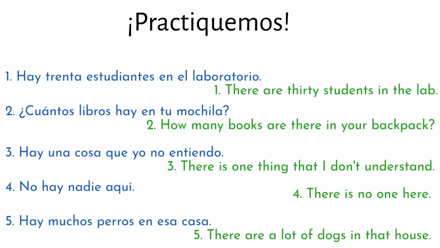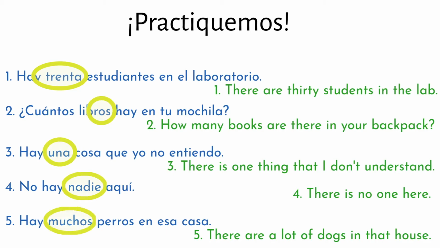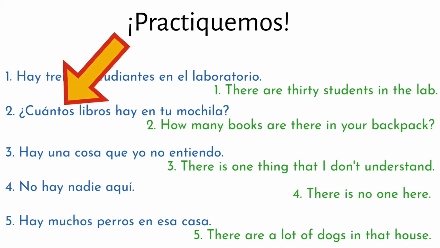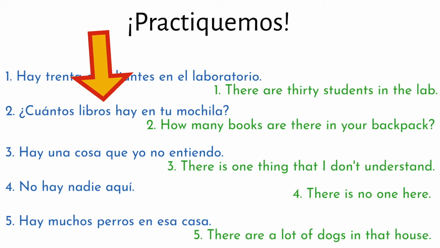Notice how hay doesn't change for different numbers or different genders. In fact, it will only change for tense, saying there was, or there were, or there will be. Those will all be different words. ¿Cuántos, the question word for how many, does reflect gender and number. In this example, it's masculine and plural because libros is masculine and plural.